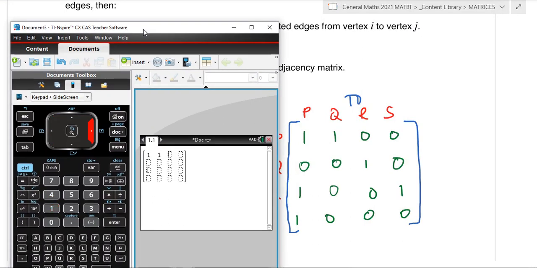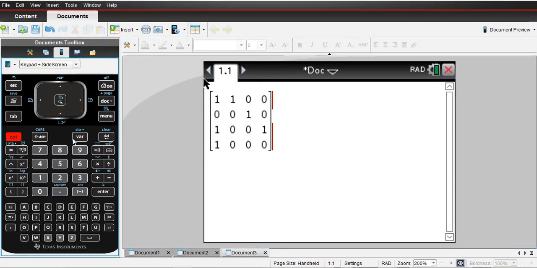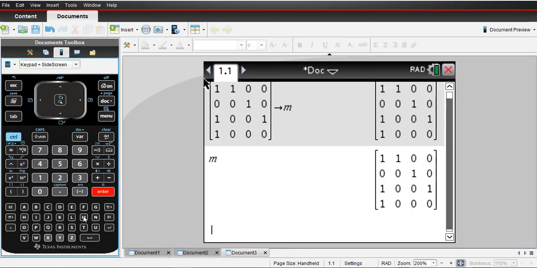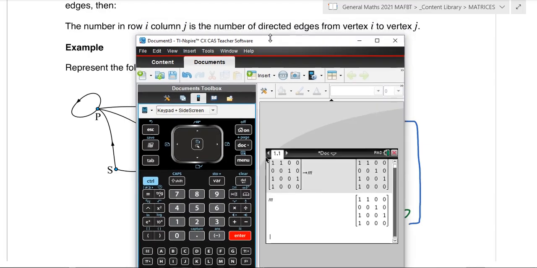So I've got 1, 1, 0, 0, 0, 0, 1, 0, and then you've got 1, 0, 0, 1. You've got 1, 0, 0, 0. Okay, name this whatever you want. I'm going to name it M. So every time I press matrix M on letter M, it gives me that matrix.